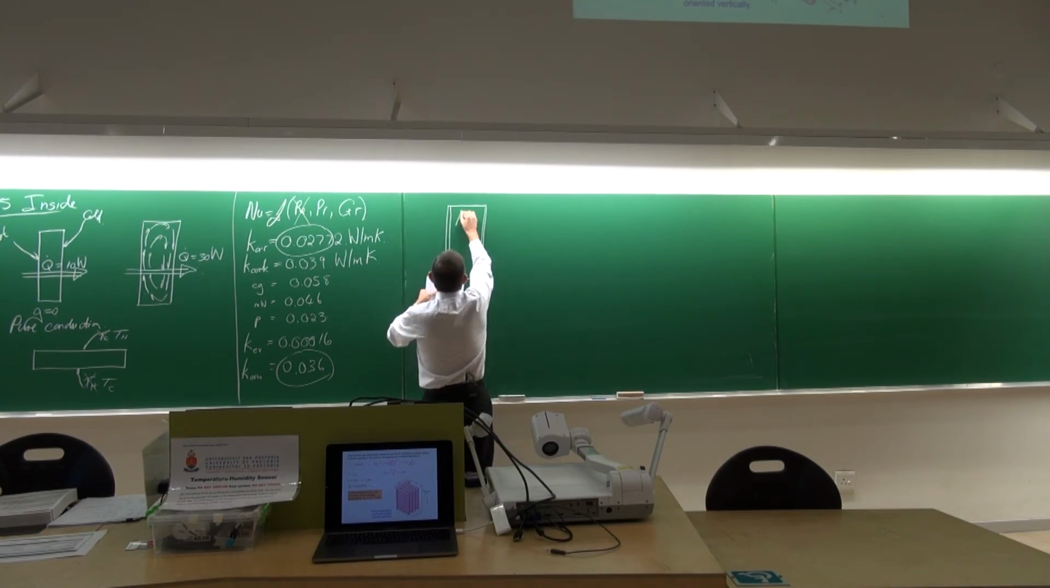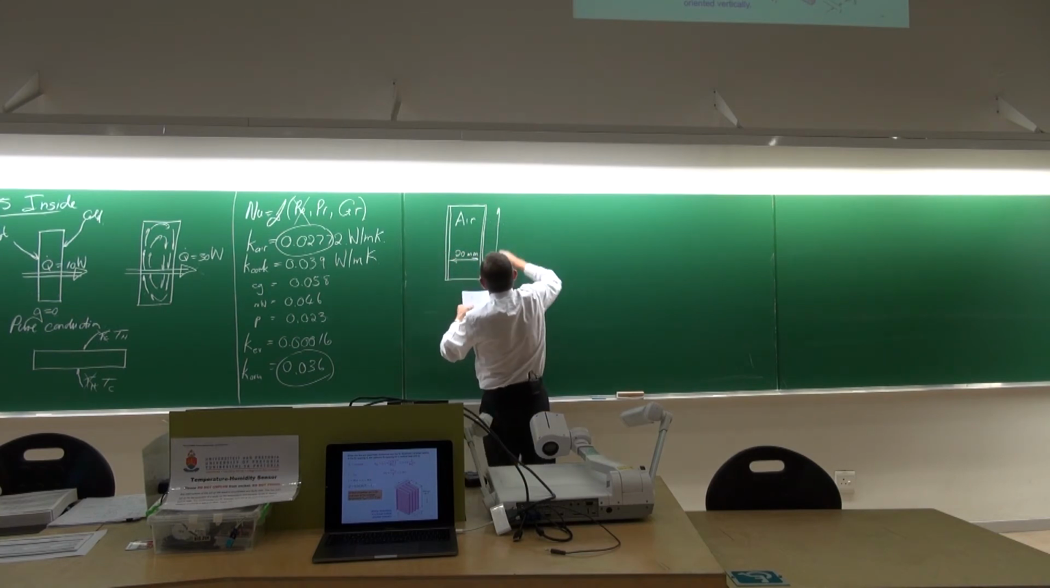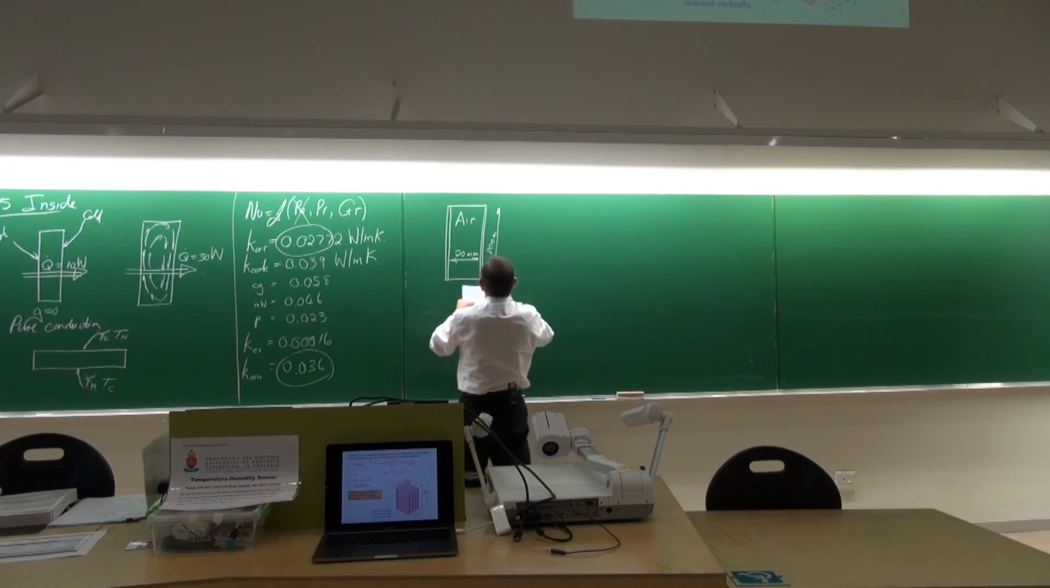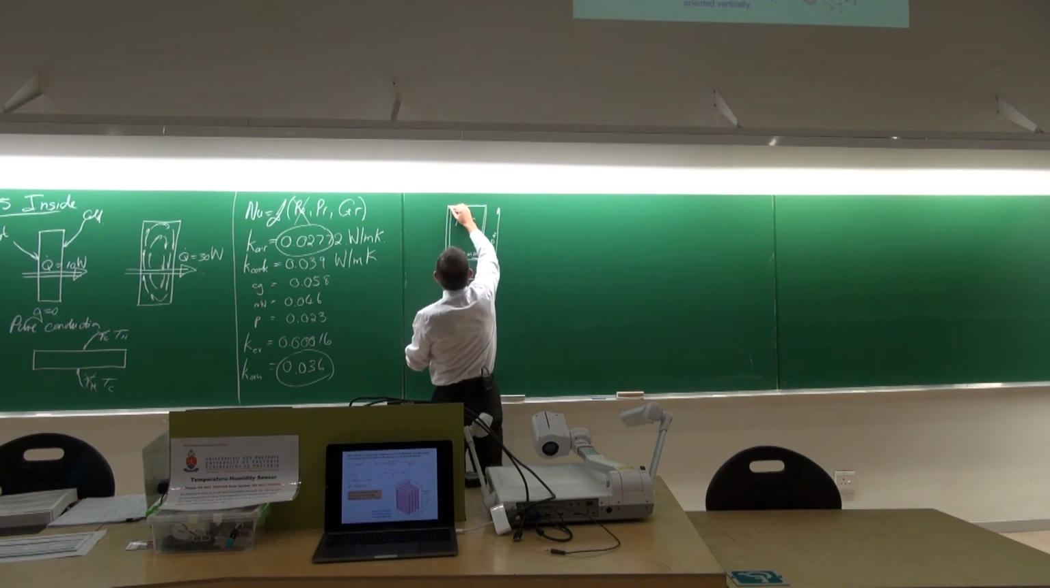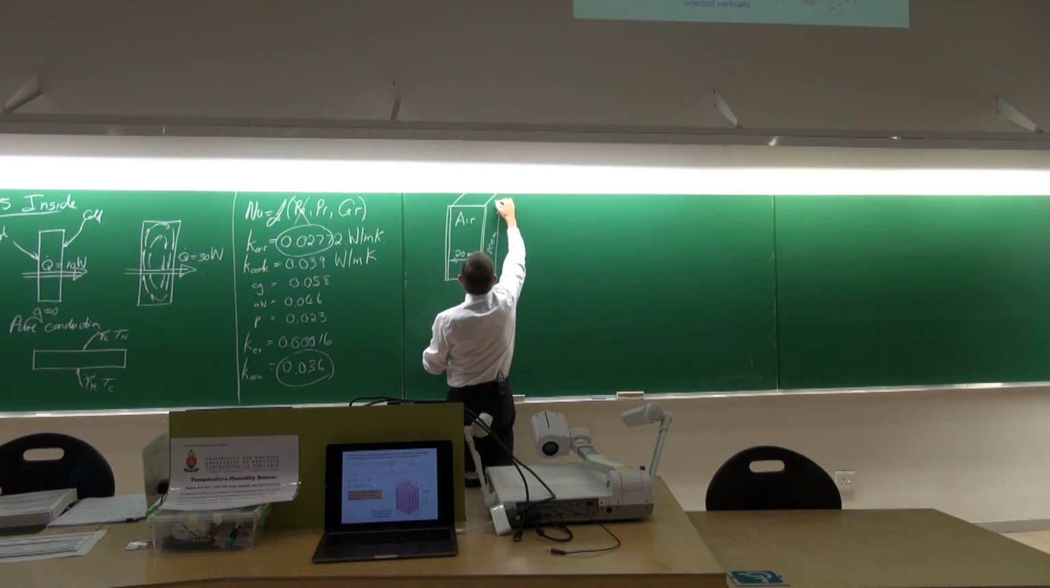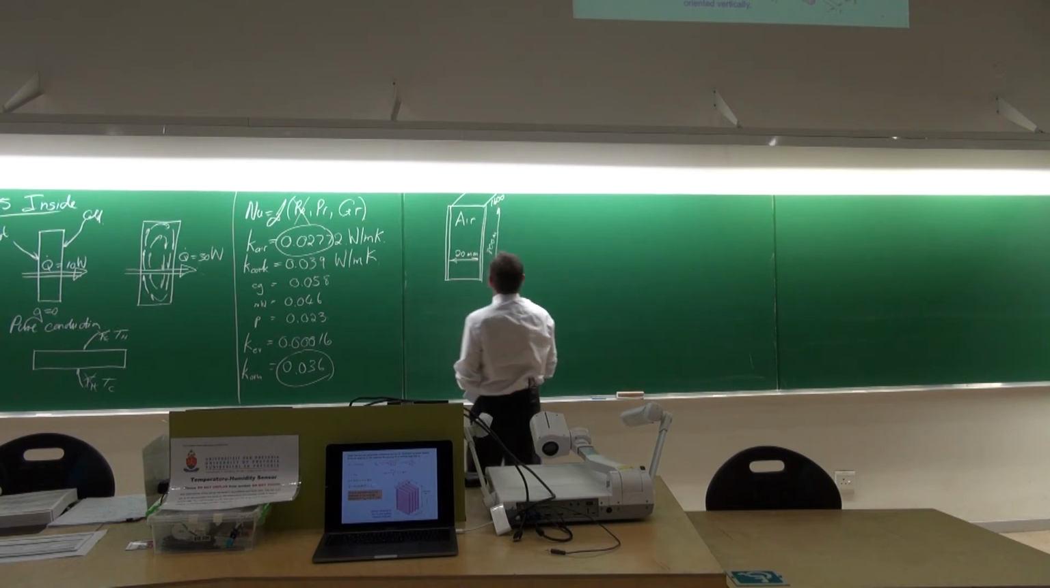And we've got air inside the glass. This distance is 20 millimeters, a typical distance that you would get. That distance is equal to 800 millimeters, and the distance in that direction is 1,600 millimeters, 1.6 meters.